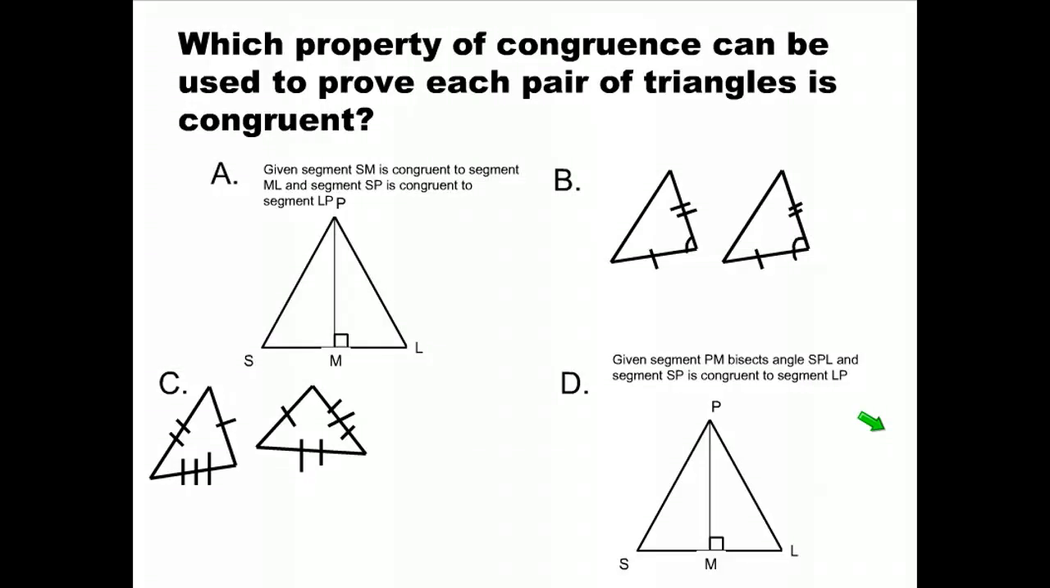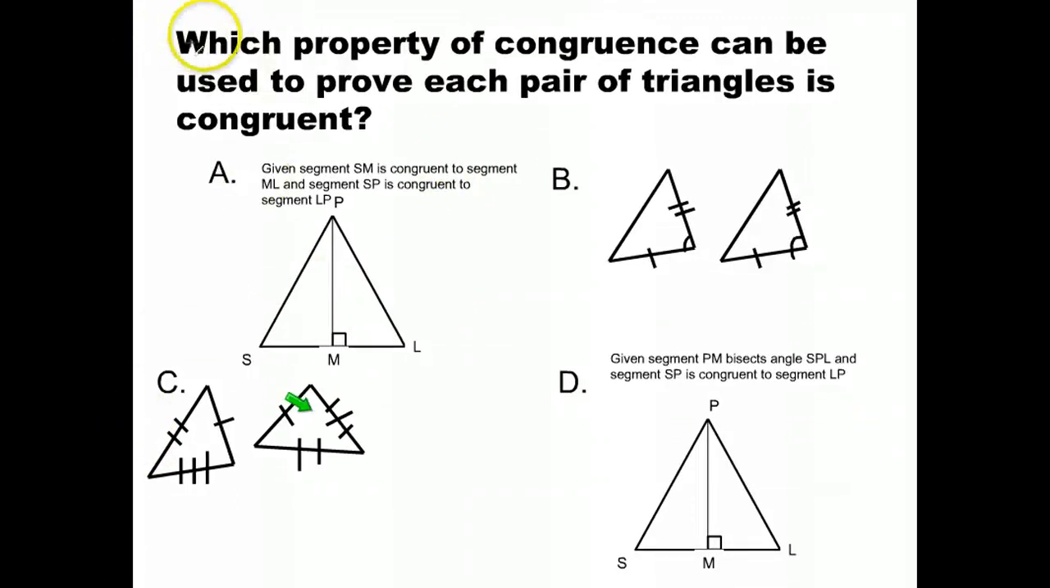Alright, let's practice once again our properties for congruence. Still, our only possibilities for proving triangles are congruent to this point in our lesson are SSS and SAS. So that's our only options. Let's go through and see if we can use either of those.